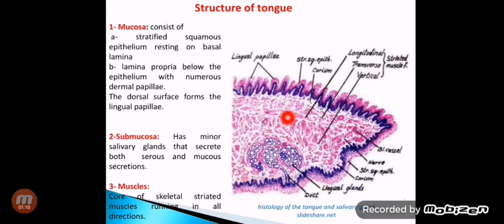Between these muscle fibers, we can see connective tissue, collagen fibers, which run in continuity with the collagen fibers present in the lamina propria, and this gives the answer for why it is difficult to separate the lining epithelium, or separate the mucosa, from the underlying muscle.